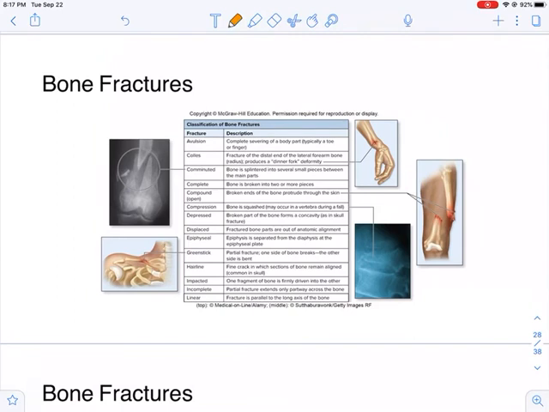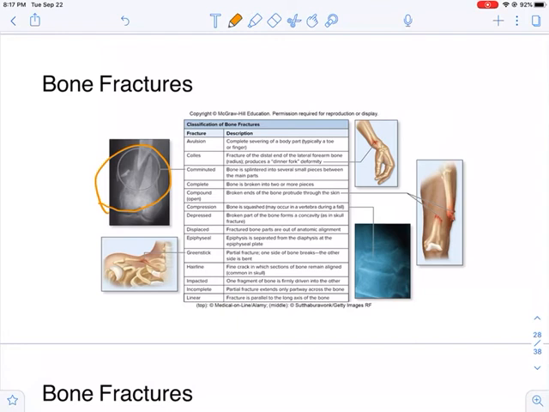Bone fractures, there are lots and lots of different fractures. I would just look at the tables. Some of the more famous ones that people think of when they think of a really bad break: this is the one they think of, comminuted. This is when your bone just shatters and you have more than two pieces.